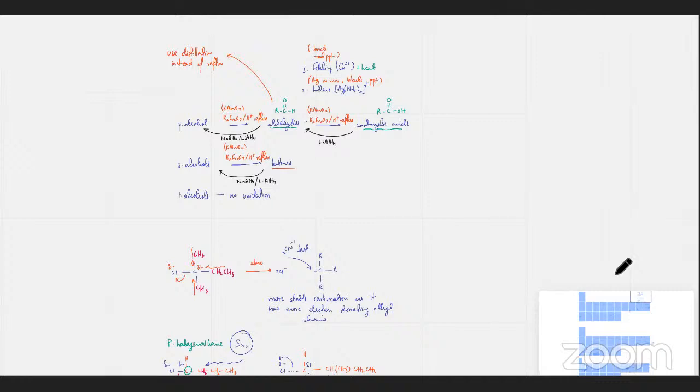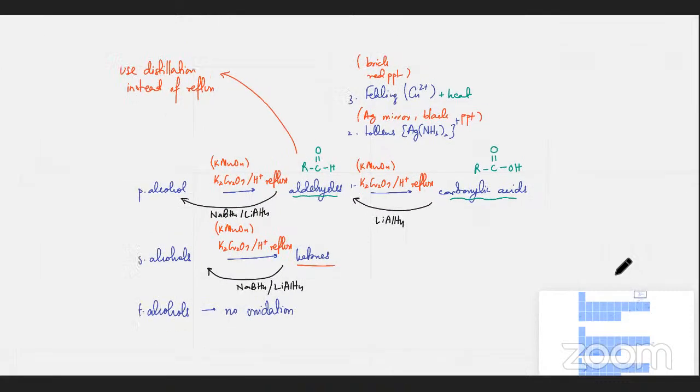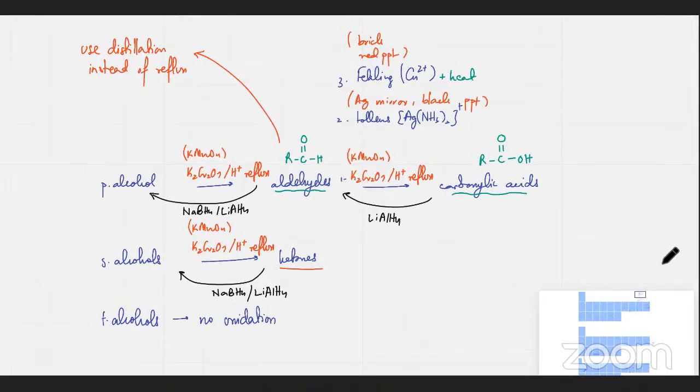Okay, this one over here. Remember this thing that aldehydes and ketones can be reduced back into secondary alcohols and primary alcohols. Primary alcohols can be turned into aldehydes, and they can be further turned into carboxylic acids. You have all these reagents for turning aldehydes into carboxylic acids and primary alcohols into aldehydes. But the reverse can be done with NaBH4 or LiAlH4.